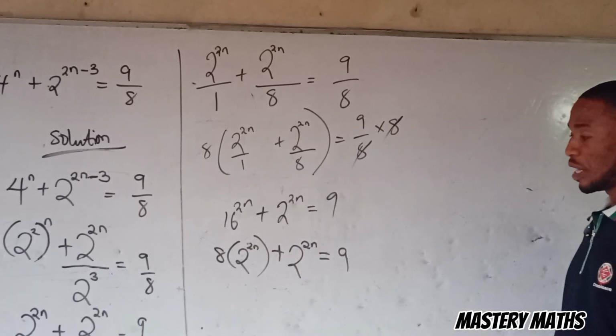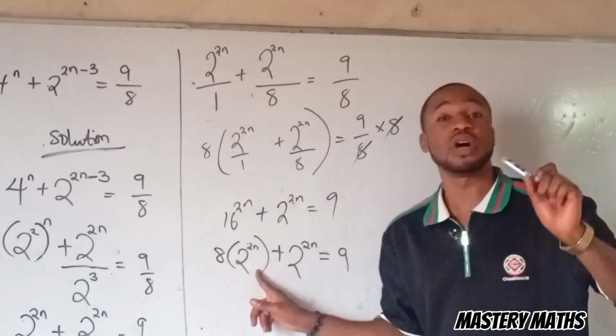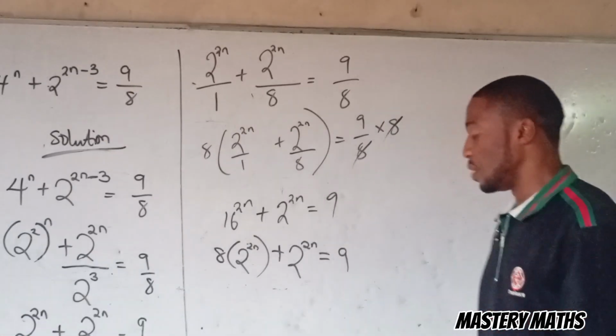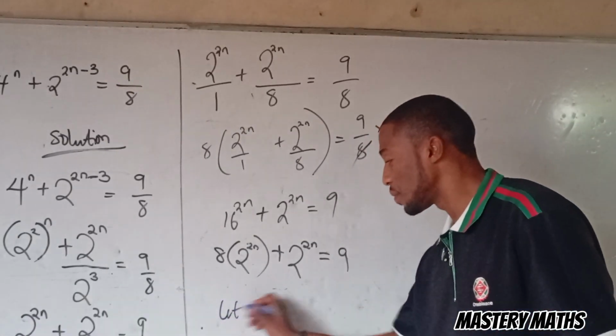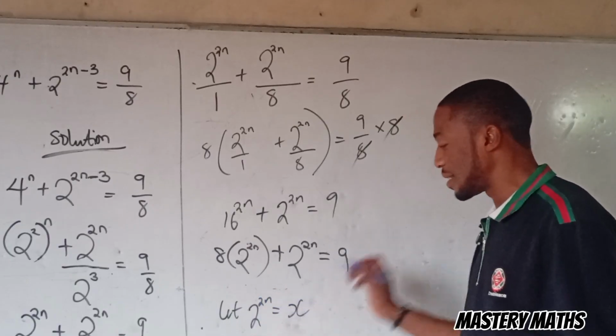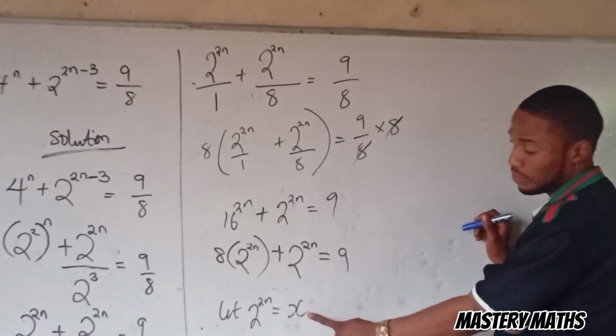So in order to do this, with bases that are equated, we substitute it, calling it an alphabet for easy solving. What should we call it? We say, let 2 raised to the power of 2n be equal to x. Let's call it x. Anyway, you see 2 raised to the power of 2n, call it x.